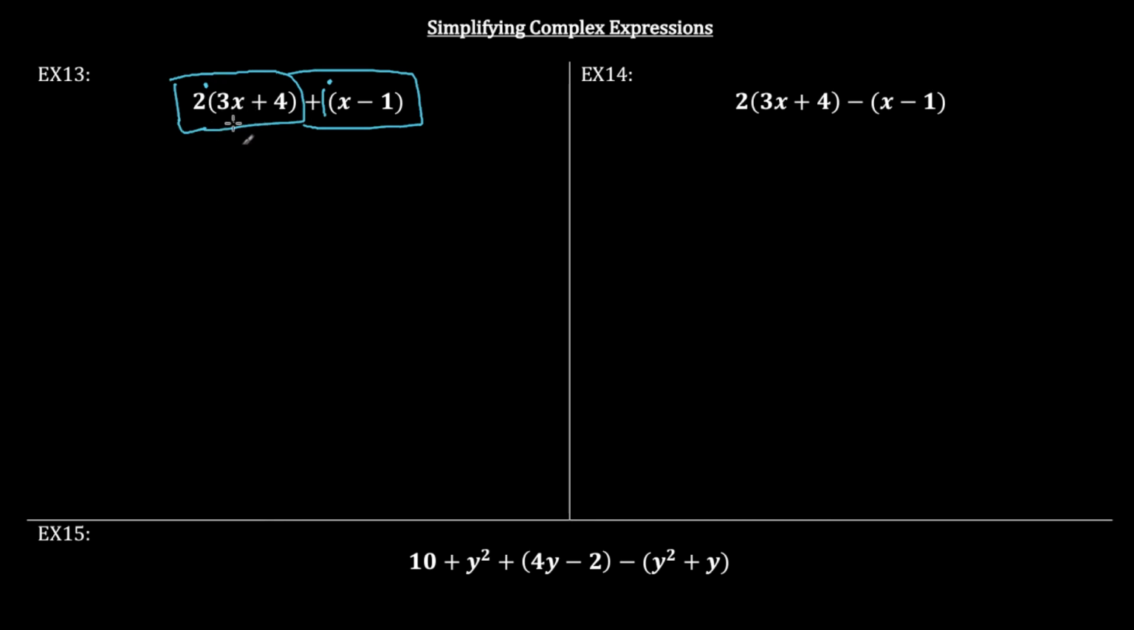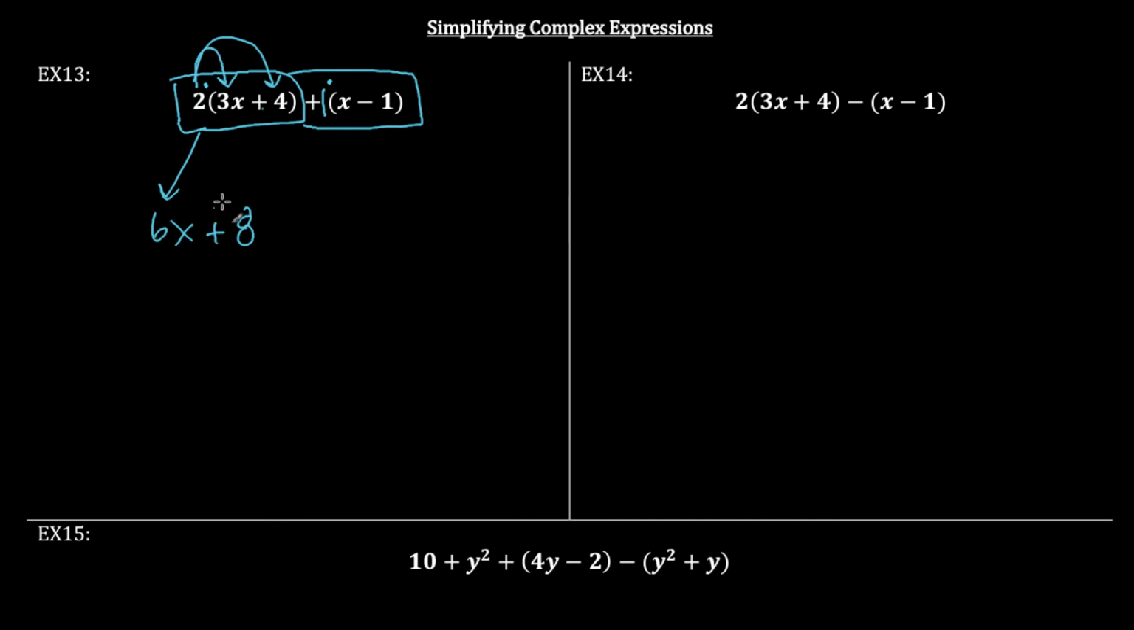So in this group, I'm going to have to simplify my multiplication. I'm going to use the distributive property. So 2 times 3x is 6x. Positive times a positive is a positive. 2 times 4 is 8. So I'm done with this group.